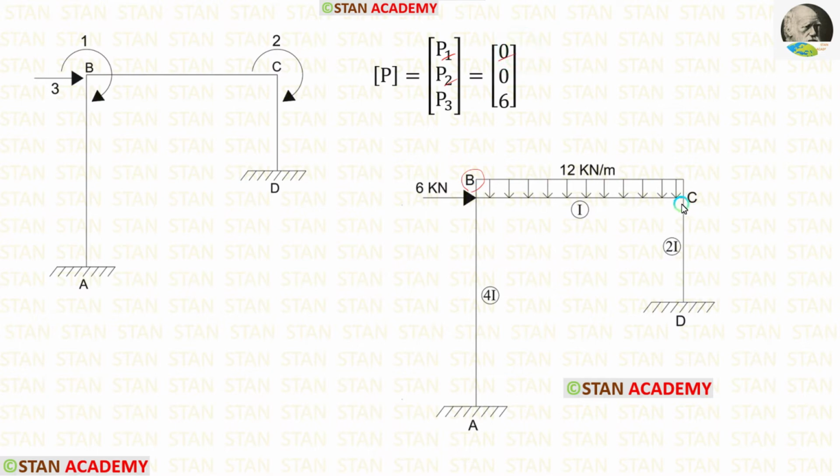Now let us look at the second coordinate. Our second coordinate is in the point C. In the point C also there is no movement. So P2 is also 0. Our third coordinate is the sway which is acting towards the right side. To find P3, we have to look at the points B and C if there are any horizontal loads. In the point C, there is no horizontal load. In the point B, we have a horizontal load 6 kN. This load is acting towards the right side. Since this load is acting in the coordinate direction, we have to apply 6 as positive.